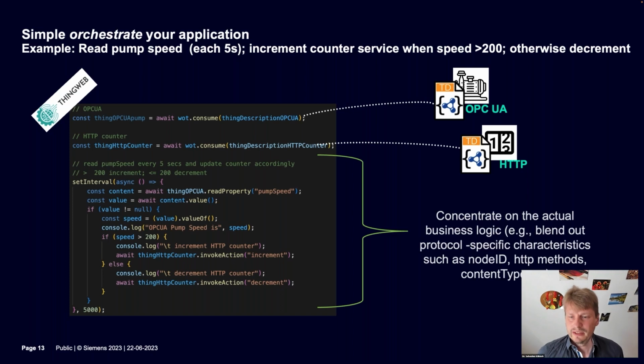I know it's a very simple use case, but what you do not see here, for example, is all this protocol stuff: what node ID I have to use, what the namespace is, what content type I have to use, which HTTP method I have to call, what the resource looks like. What you typically have in your source code can now be avoided by relying on Web of Things, and you can really start to concentrate on your actual application and business logic.